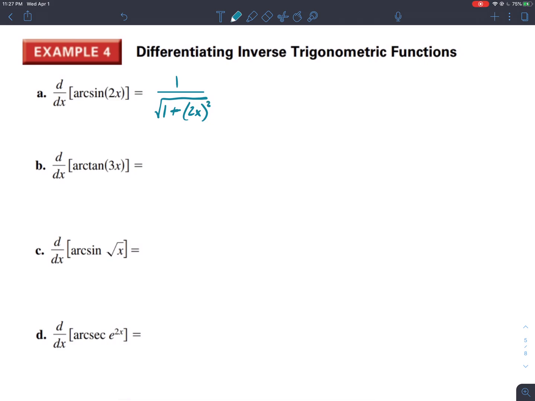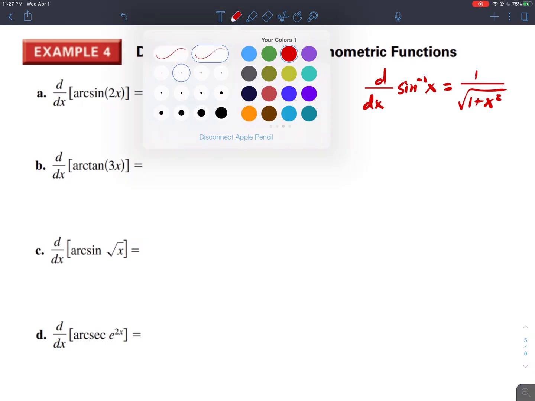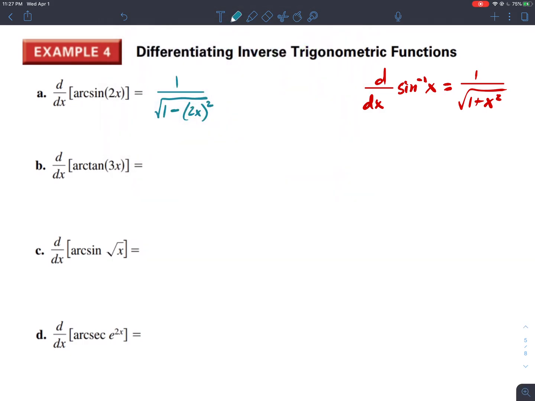All right? If you're scratching your head right now, remember we wrote the derivative of inverse sine of x is 1 over square root 1 plus x squared. I'm sorry, back up, 1 minus x squared. I'm just remembering. That would have been a massive, colossal error. Sorry about that. Common error, to be honest with you. So 1 minus x squared.